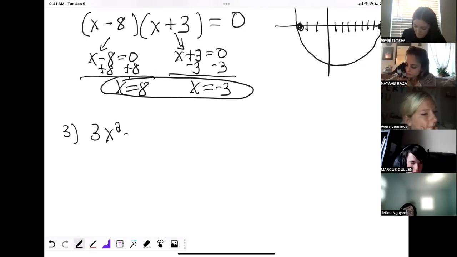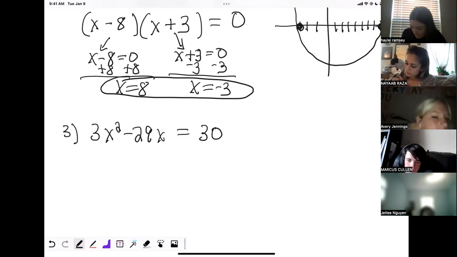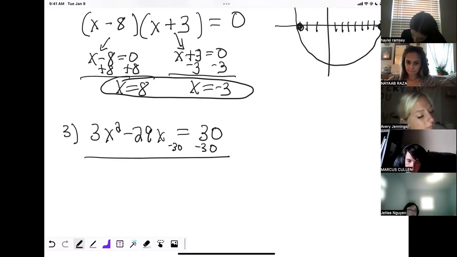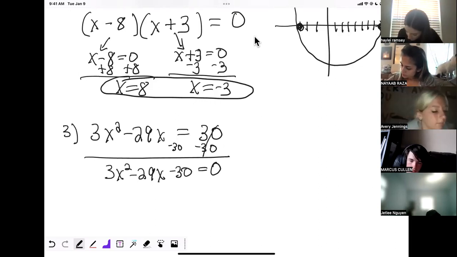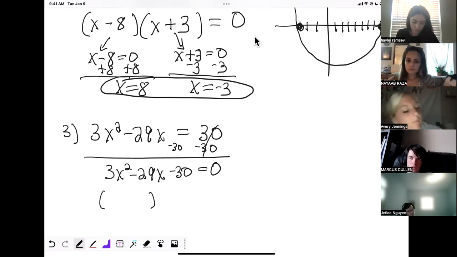3x squared minus 29x equals 30. Again, we have to get it equal to 0, so we're going to subtract 30 on both sides. 3x squared minus 29x minus 30 equals 0. And don't forget too, you want to go back and ask, can I factor anything out? Is there anything I can do? Answer is no. So we're going to go to factoring.